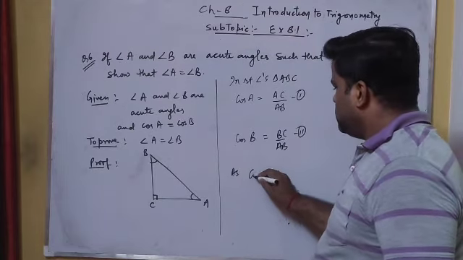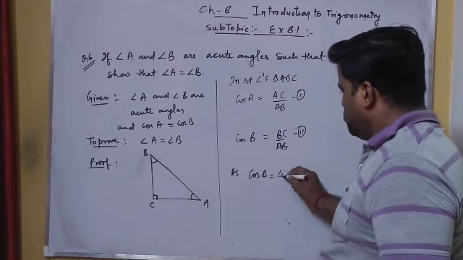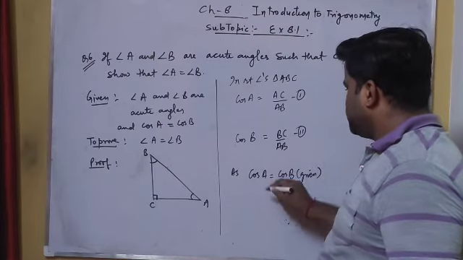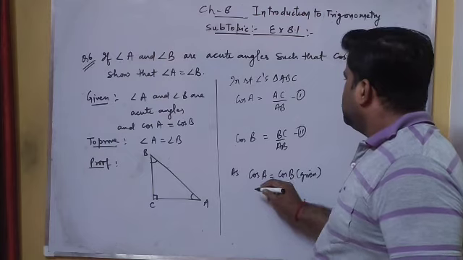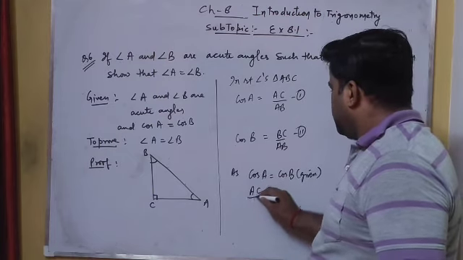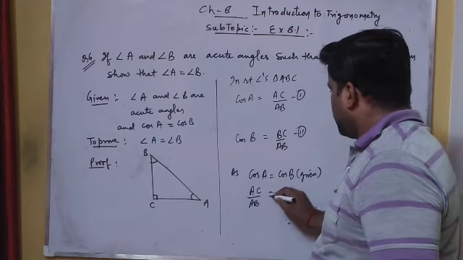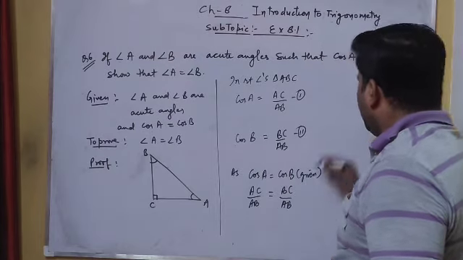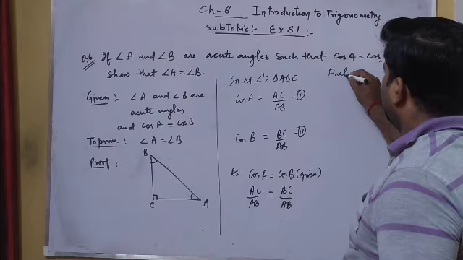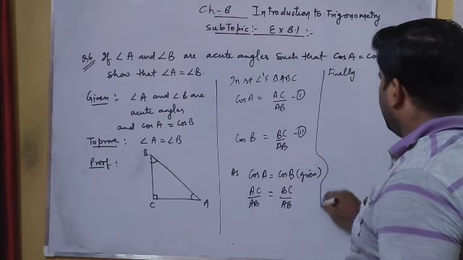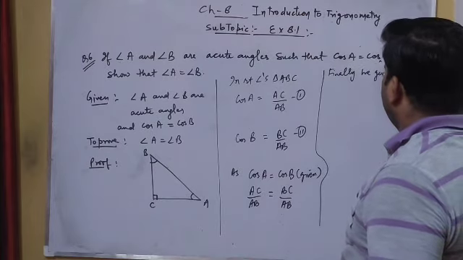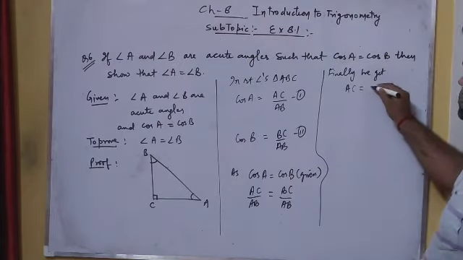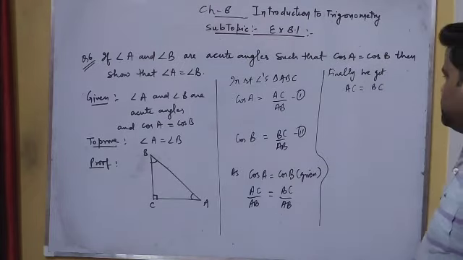As cos A is equal to cos B, it is given. So using the first and second equations, we get AC upon AB equal to BC upon AB. Finally, we get AC is equal to BC.